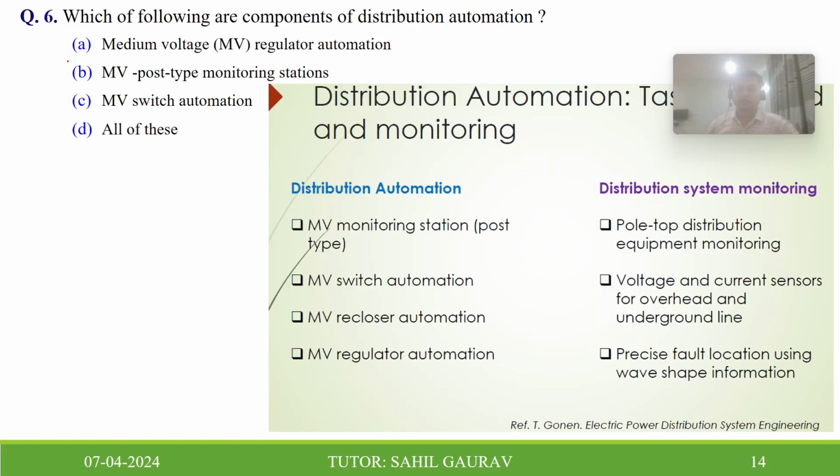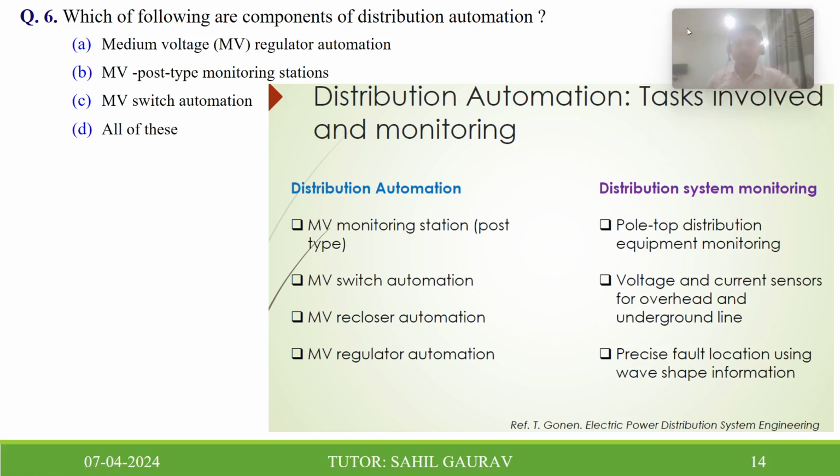Now let us see the next problem. Which of the following are components of distribution automation? The options are medium voltage regulator automation, medium voltage post type monitoring stations, medium voltage switching automation, and D is all of these. Anyone?